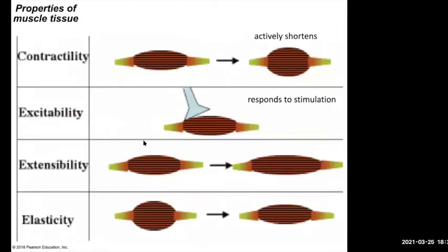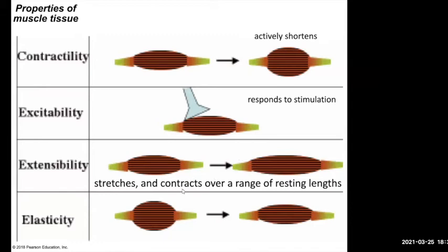All right. And so the other ones, contractility is kind of key. Excitability is another one, but it's not unique to muscle tissue. And then the other two: extensibility relates to contractility. That is, it can be stretched, right? Just like you can stretch your whole muscle. And when it does stretch, it's going to be able to contract over a range of lengths.